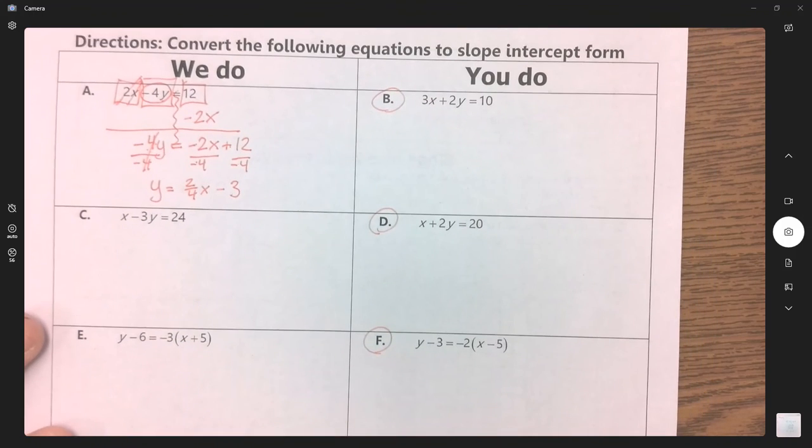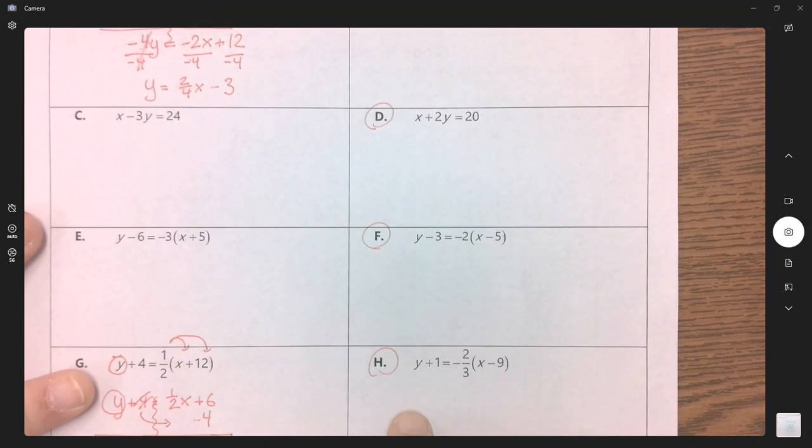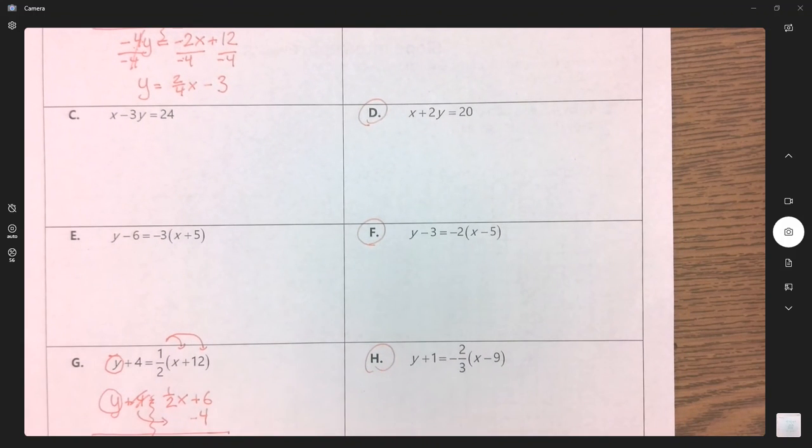Again, make sure that you do the 2 on the front, b, d, f, and h, and then make sure that you complete the x and y intercept practice as well.